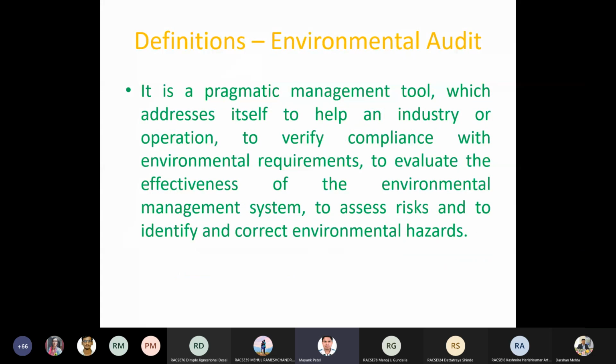So the definition of environmental audit is, it is a pragmatic tool which addresses itself to help an industry or operation to verify compliance with environmental requirement, to evaluate the effectiveness of the environmental management system, to assess risk, and to identify the correct environmental hazards. So it is a management tool, you can say that, right, which addresses itself to help an industry or operation.